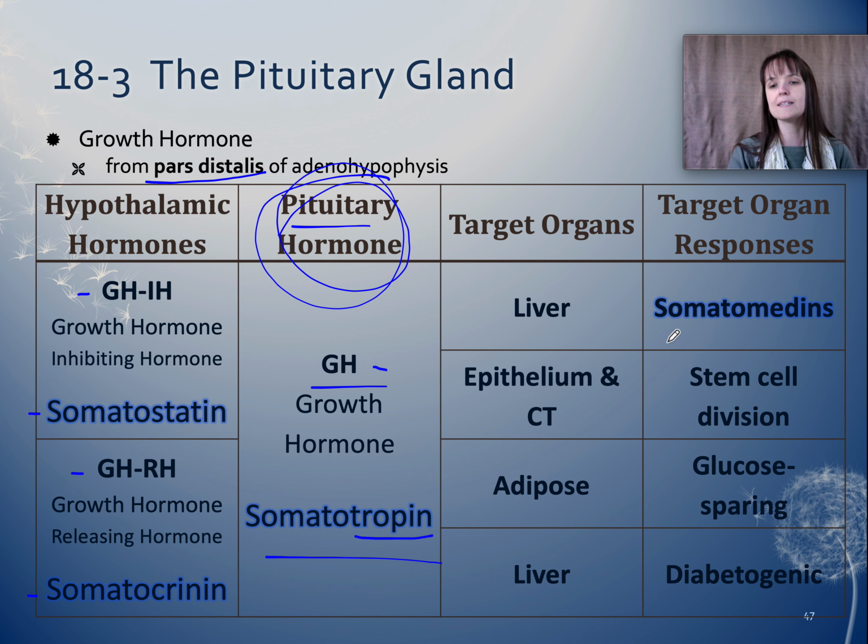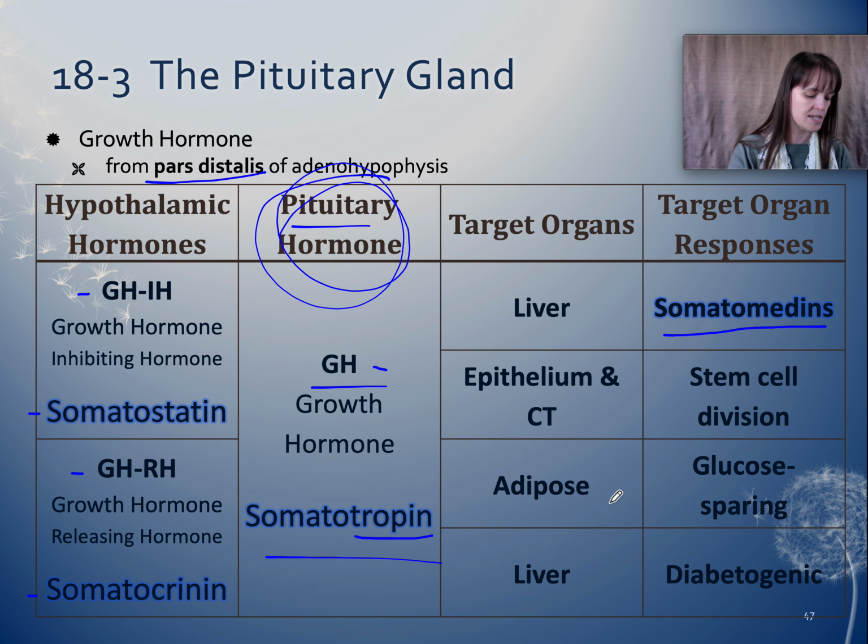First, the liver makes somatomedins. So this is the one that'll be on our chart. And somatomedins are IGF, which is insulin-like growth factor. So the growth hormone makes the liver make hormones that cause growth. No surprise there. They also go to the epithelia and the connective tissue and cause stem cell division and differentiation. Stem cell division and differentiation means tissue growth.